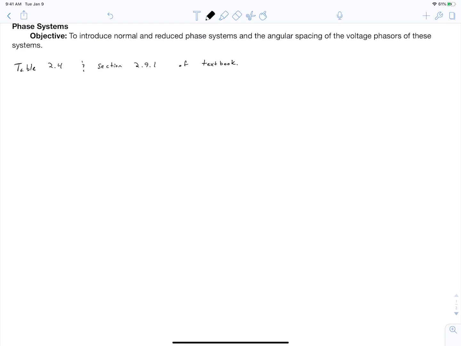The objective of this video is to introduce normal and reduced phase systems and the angular spacing of the voltage phasors of these systems. And this video is summarizing the results of Table 2.4 and Section 2.9.1 of your textbook. I want you all to please take some time and read this section.